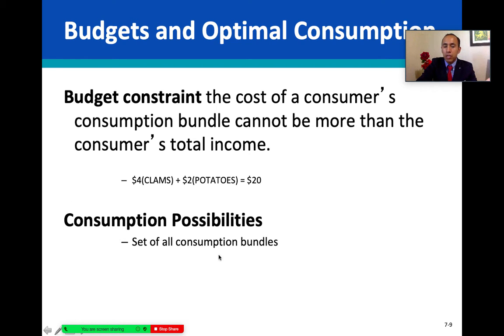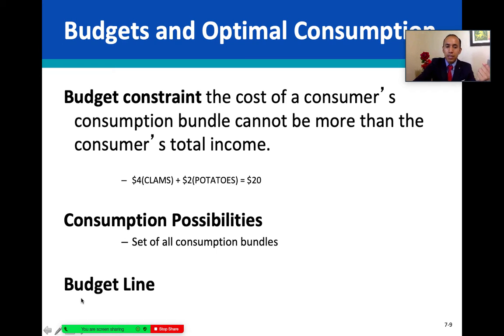So we're looking at the consumption possibilities. What is the maximum quantity of clams that we can buy with $20? And what is the maximum quantity of potatoes that we can buy with $20 if we spend all of our money on potatoes, assuming we don't want any clams? Those give you all of the potential consumption possibilities and the set of consumption bundles that we can buy.